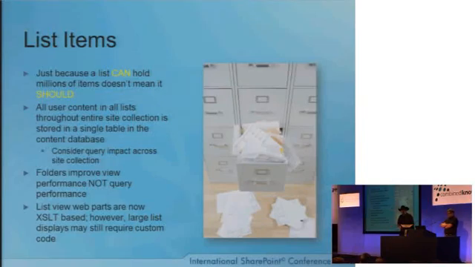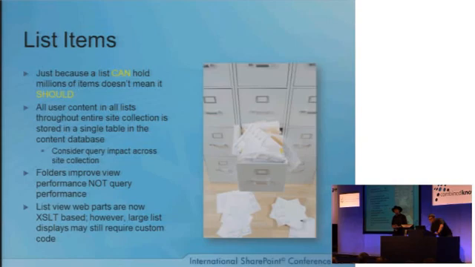Makes absolutely no difference. In 2007, we had a real problem with the list view web parts. That's why we had that mythical 2,000 item limit in 2007. It was not a problem with the database. It was a problem with the list view web parts. Fortunately, in 2010, those have gotten better.